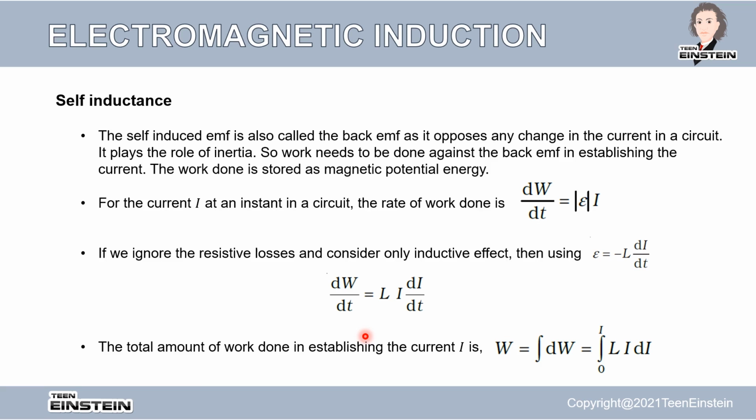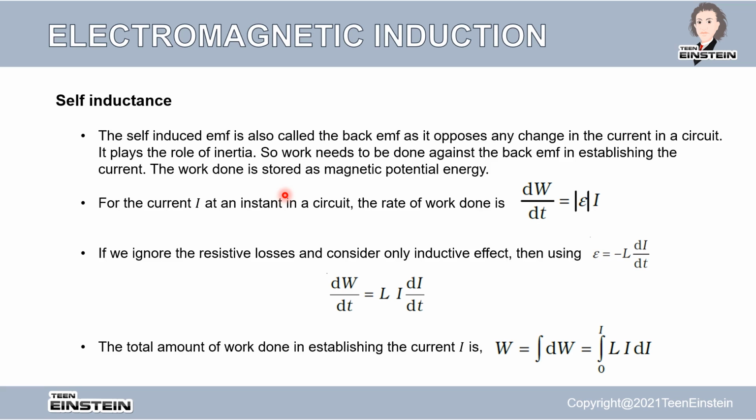So similarly, if there is a particular steady current in the solenoid, it doesn't want to change. Even if you increase the current, the EMF is induced and it tries to reduce the current and brings it back to the natural level. So in a way, self-inductance is like inertia. So work needs to be done against the back EMF in establishing the current. The work is stored as magnetic potential energy.